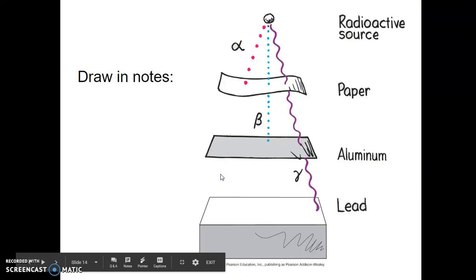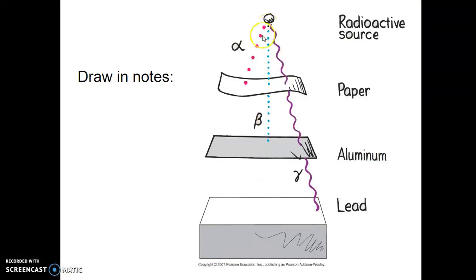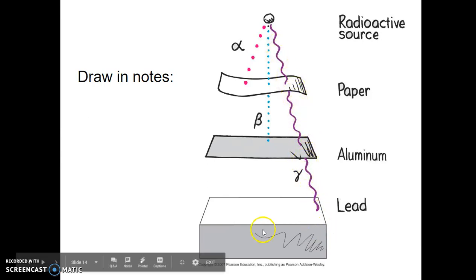So here's something I want you to draw down in your notes, kind of the penetrating ability. Alpha particles are stopped by paper. Beta particles are stopped by aluminum. And gamma rays would go through all of those and then be stopped by lead, or at least the majority of them would be stopped by lead.